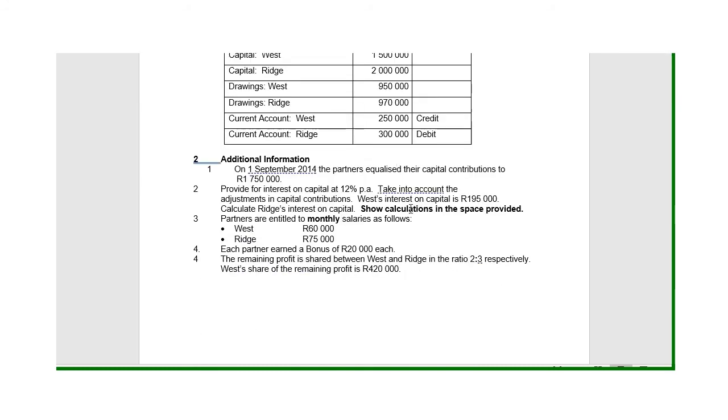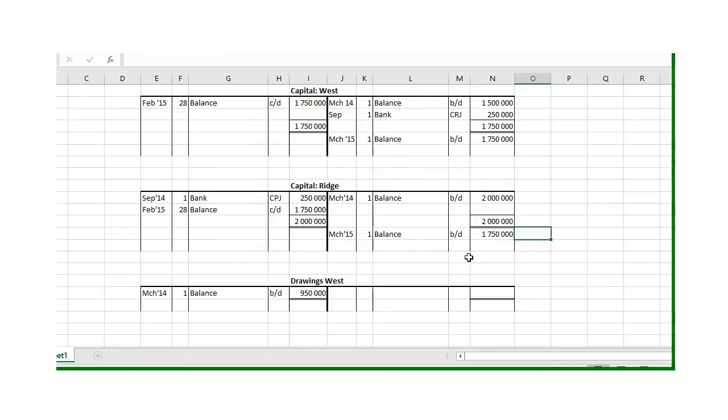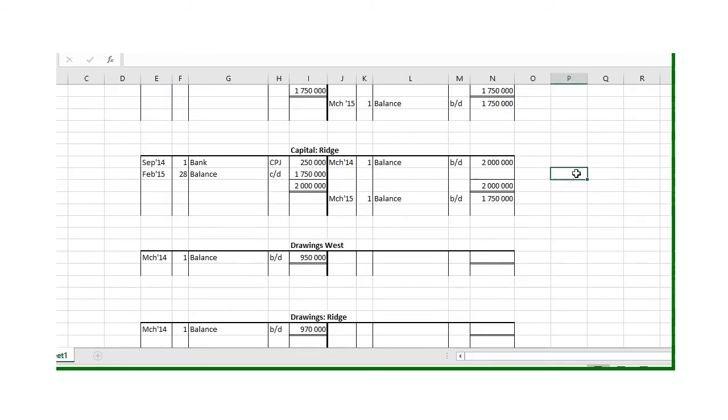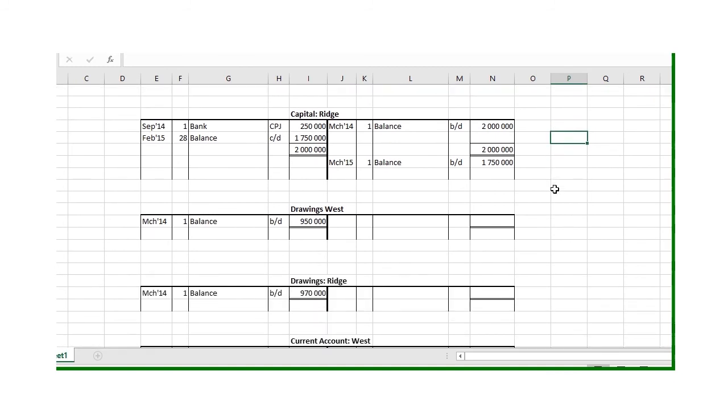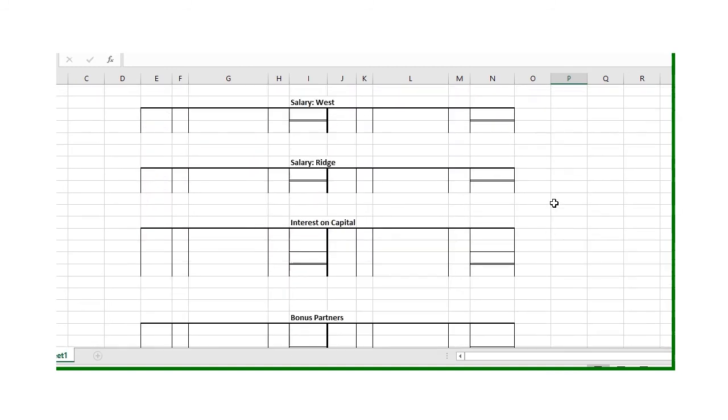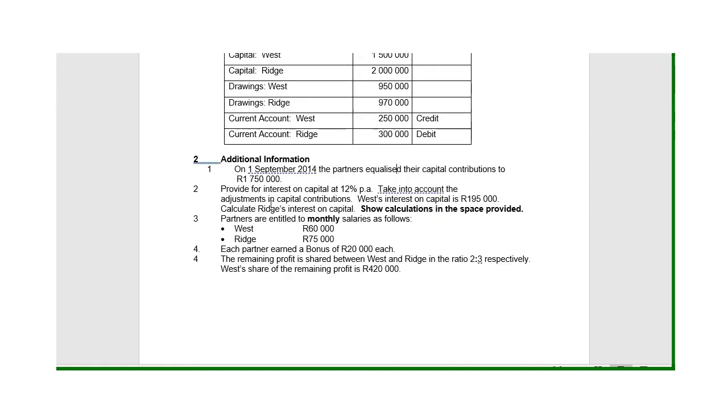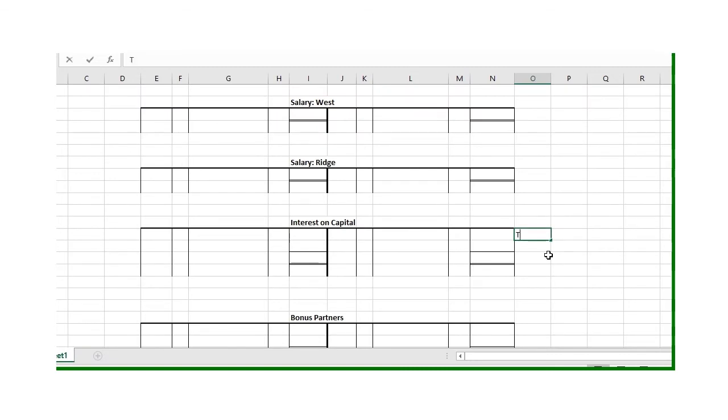Okay, number 2, provide for interest on capital. Take into account the adjustments in the capital contribution, these things that we just did. They give me West's 195,000, I must do Reach's. They tell me to show the calculations. So let's go to our general ledger and calculate the interest. Go to interest. The one that we must actually calculate is Reach's, because they give me West's.